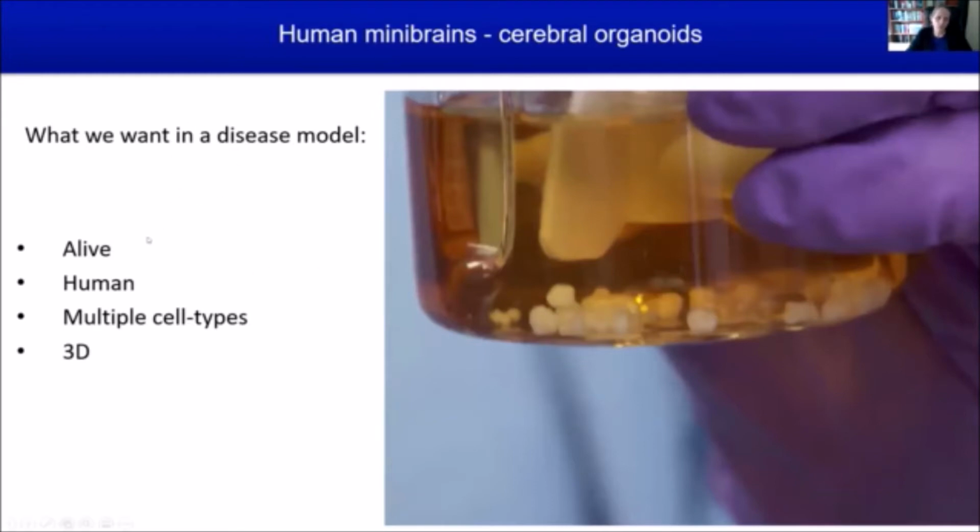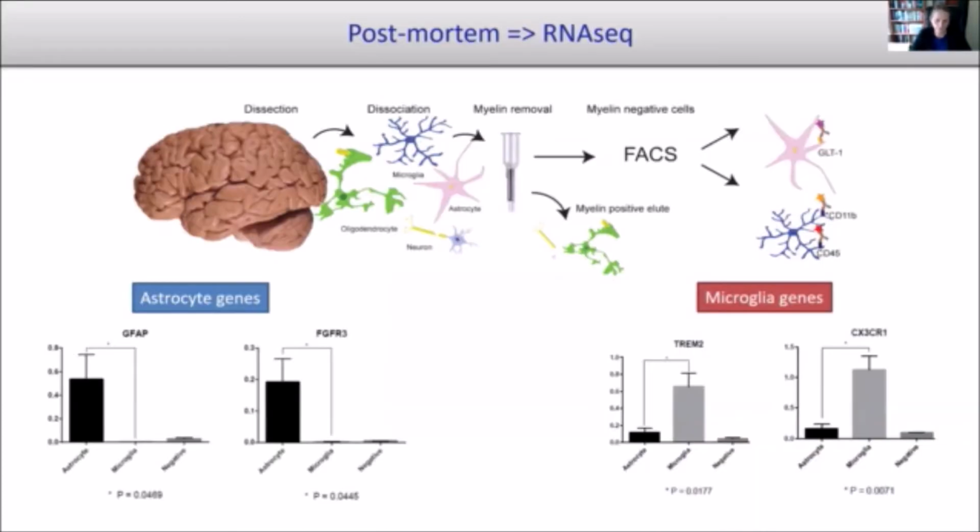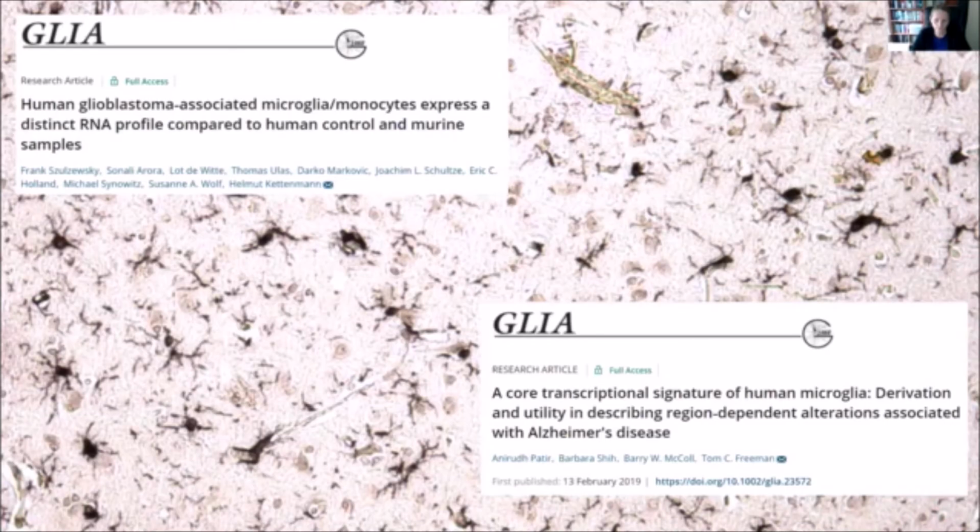And what we want in a disease model is that the cells are alive, that the cells are from humans, and that there are multiple cell types in there, and that you also have a 3D more complex system. And one of those systems might be human mini brains or cerebral organoids. So you see them here in this flask, and they are as large as a green pea. So they're quite complex, large structures, and they are very heterogeneous as well. So that makes it also a bit complex to work with them, but they are very interesting structures.